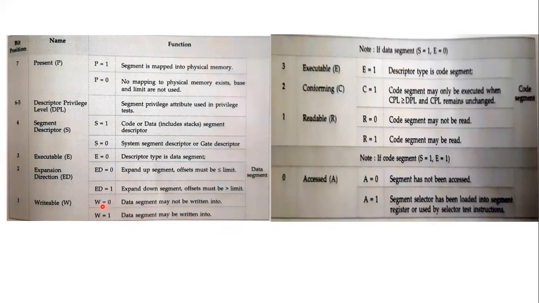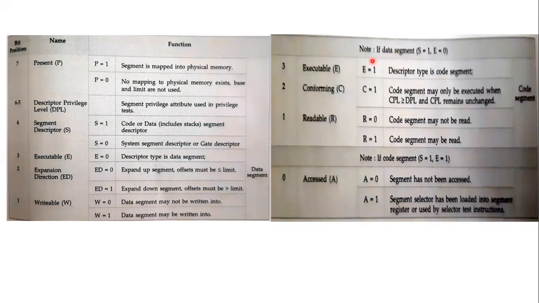This is a bit confusing over here. When W is set to 0, the data segment may not be written. It means you are not allowed to write into the data segment when the writable bit is 0. And when the W bit is 1, the data segment may be written, meaning you can have write access to it.